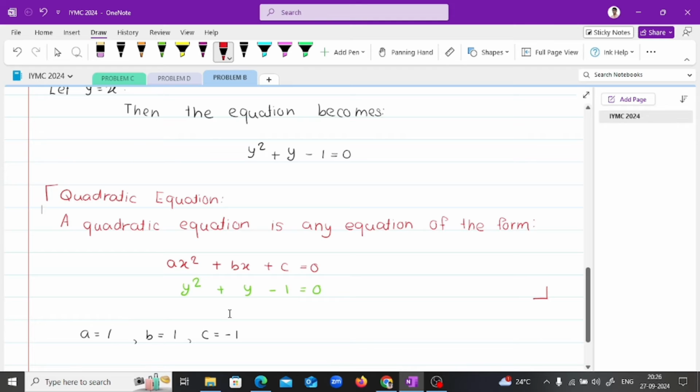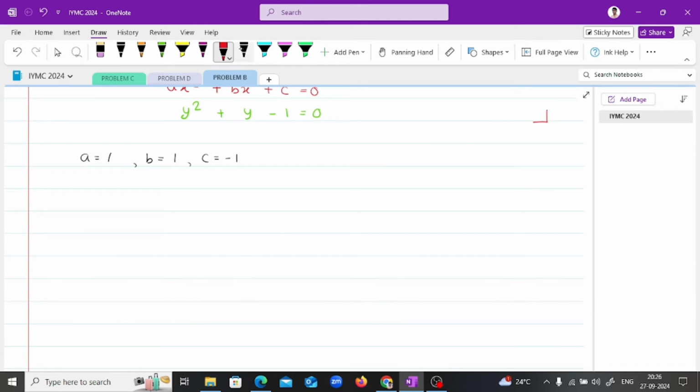Okay, so the next point is we will use the quadratic formula to find the roots of this equation. So I will write like this: solve this quadratic equation using the quadratic formula.